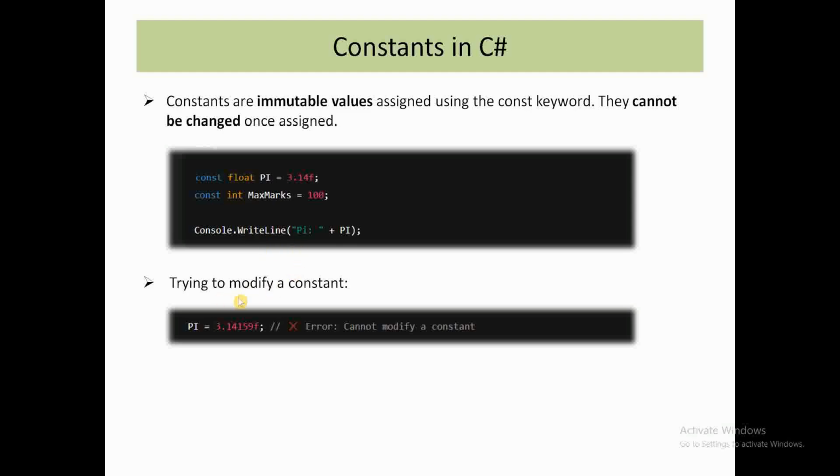Here we are using integer and const values. If we want to modify a constant, then it will give us an error, cannot modify a constant. Here if we change the pi value, first we initialize it with 3.14f, then we change this value in between the program, so it will give us a compile time error.